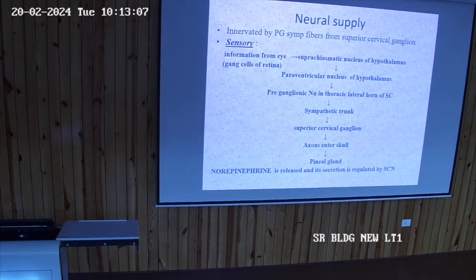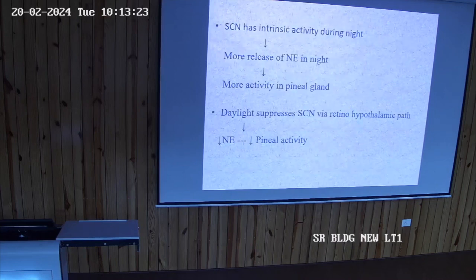Okay, so through paraventricular nucleus of hypothalamus, preganglionic, sympathetic trunk, superior cervical ganglion, axons, and pineal gland, norepinephrine is released and is secreted and regulated by the suprachiasmatic nucleus. It has intrinsic activity during night, more release of norepinephrine at night, more activity in the pineal gland. Daylight suppresses the suprachiasmatic nucleus via the retinohypothalamic path.